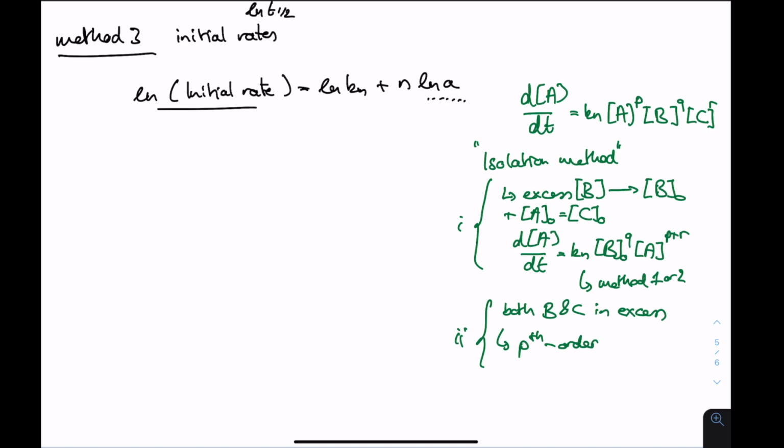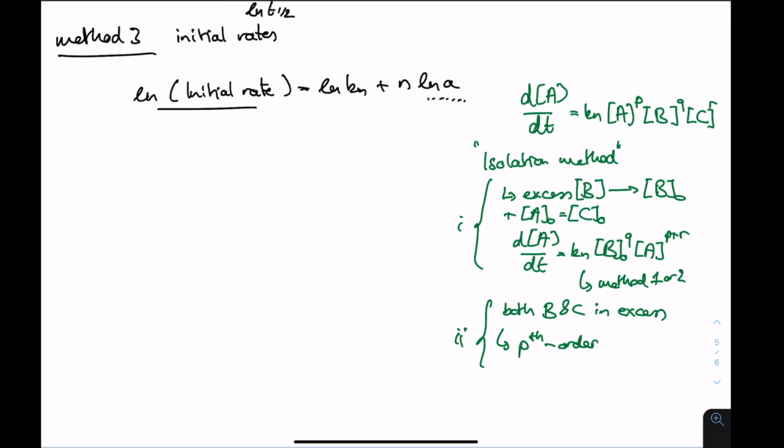So by playing with which of the reactants you put in excess, you can actually change which order you would observe for the different species, and like that you can determine the reaction order in each of the species.